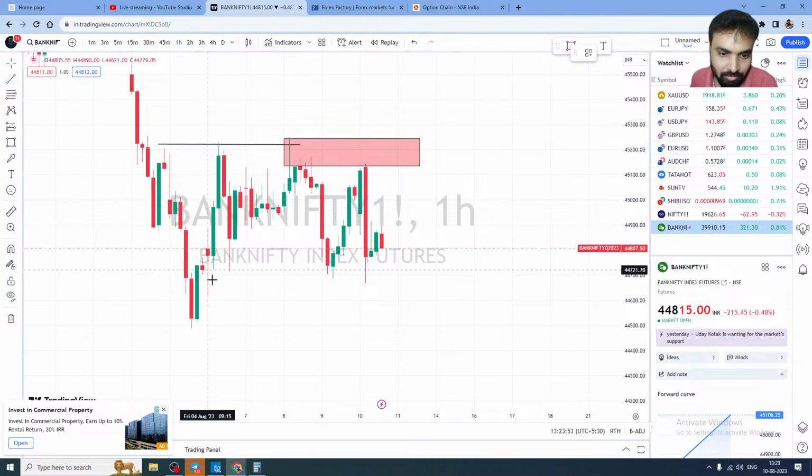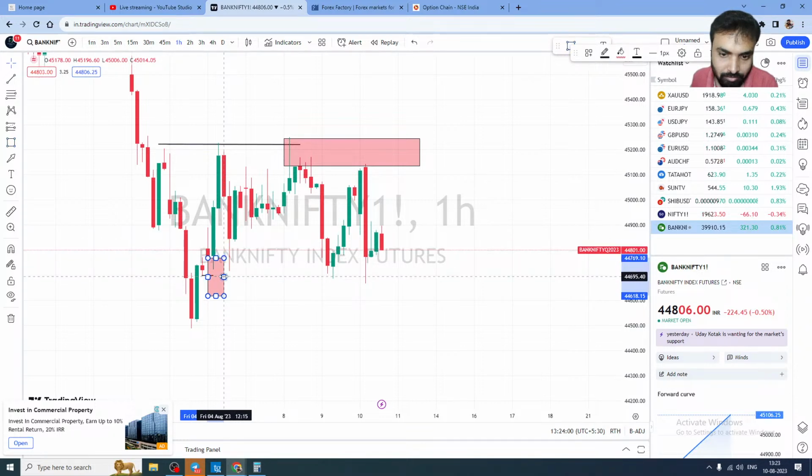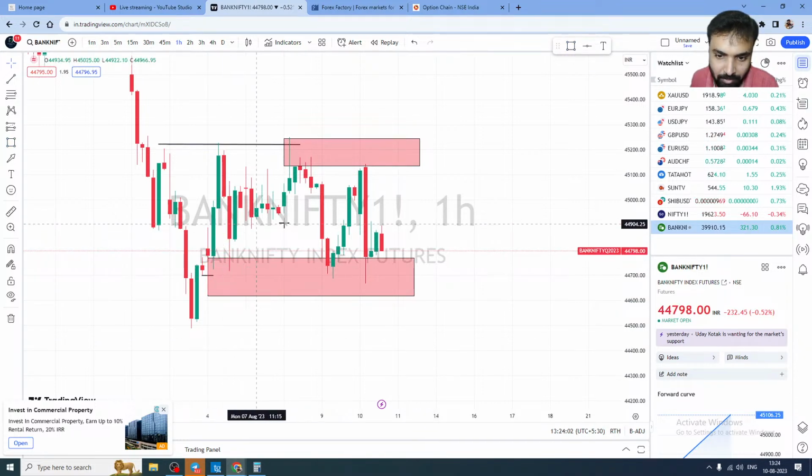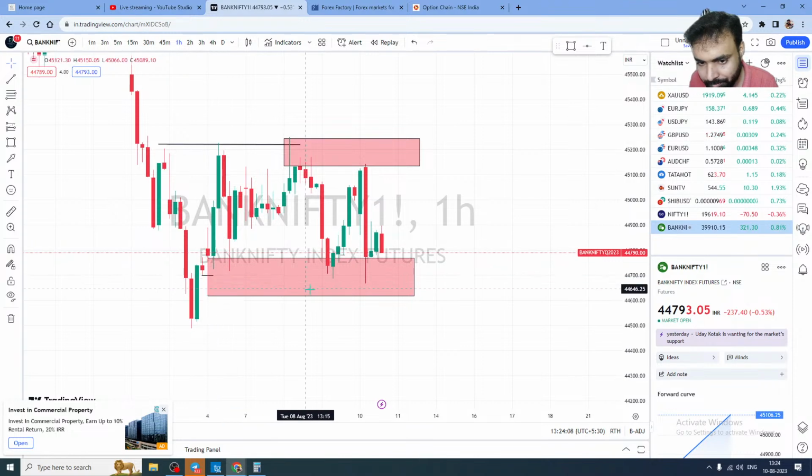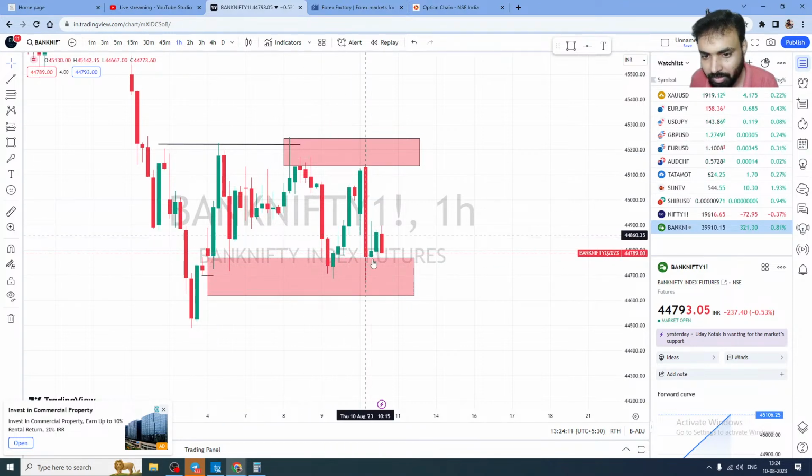Okay, you can see here. It touched here the first time, touched here the second time at 50 percentage, and the third time also touched. But the second time at 50 percentage, you would have taken this entry. The third time you can avoid because it may fail also, right?